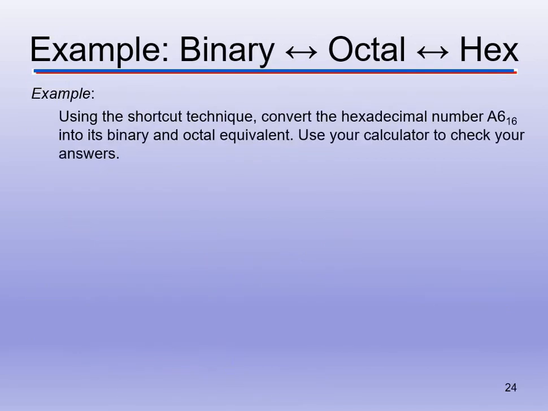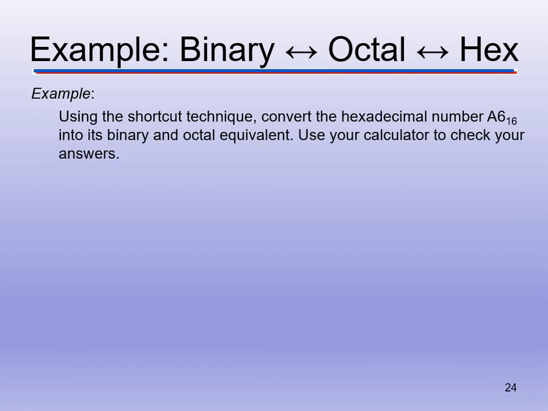So let's do another example here. We're going to use that shortcut technique to convert the hexadecimal number A6 base 16 into its binary and octal equivalents. We can use the calculator if you want to check the answer. So let's write these things down. And how do we approach this?